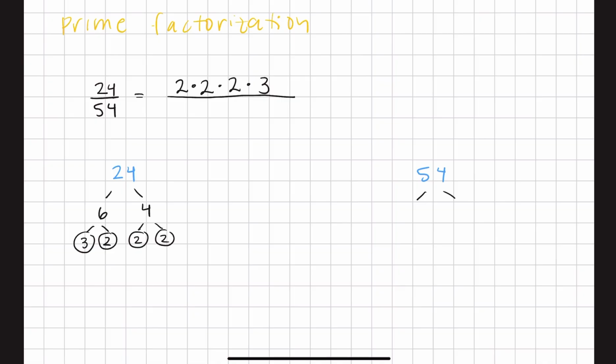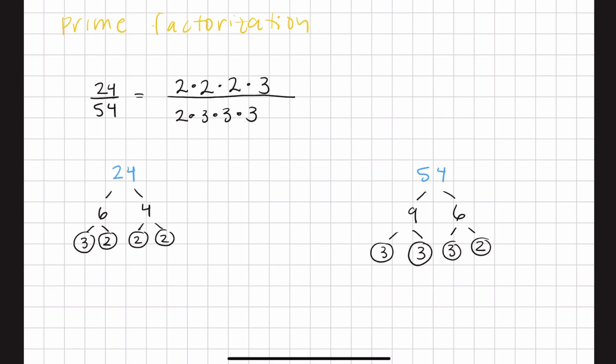So I know 54 is the same as 9 times 6, and I could break those further down because these aren't prime numbers. So 9 I could break down into 3 and 3, and that's a prime number, and this is also a prime number. And then 6 I can break down into 3 and 2, and these are prime numbers. So again, I'll write this from least to greatest: 2 times 3 times 3 times 3, and that would be 54. Okay, so I just broke it down into its factors, more specifically its prime factors, right?